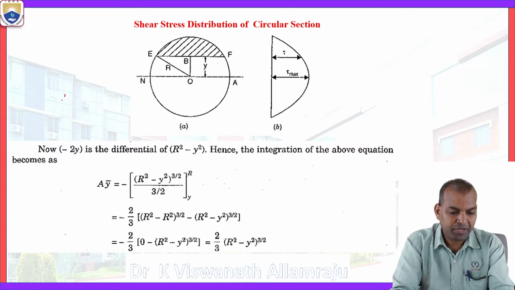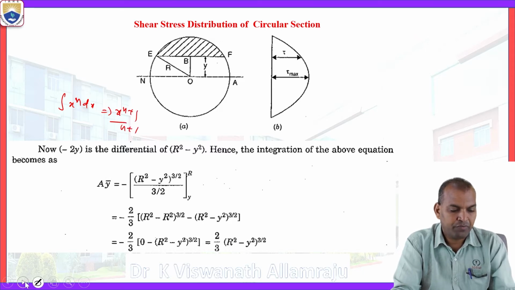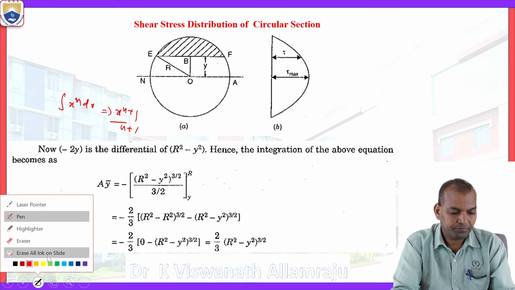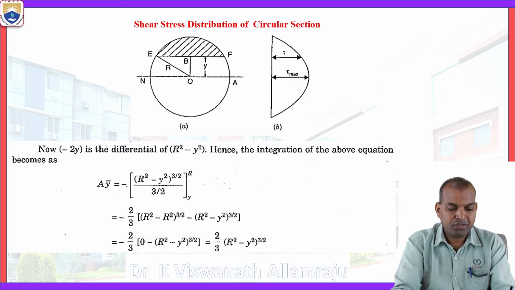This is the integral of x power n. That is, x power n dx equals what? X power n plus 1 by n plus 1. From that concept, we use it here, like we solved. We resolved that: minus of (R square minus Y square) power 3 by 2 by 3 by 2, from minus y to r.